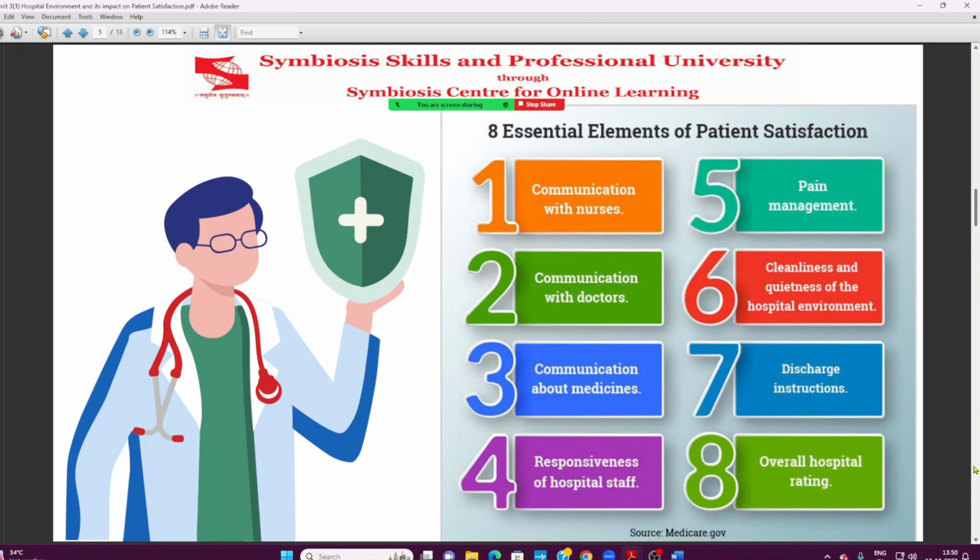Sixth is, we have already seen it. Cleanliness and quietness, noise, we have seen it. Cleanliness and quietness of the hospital environment. Seven is discharge instruction. How the patient is discharged, and what are the procedures that are followed. And the eighth one is overall hospital rating.